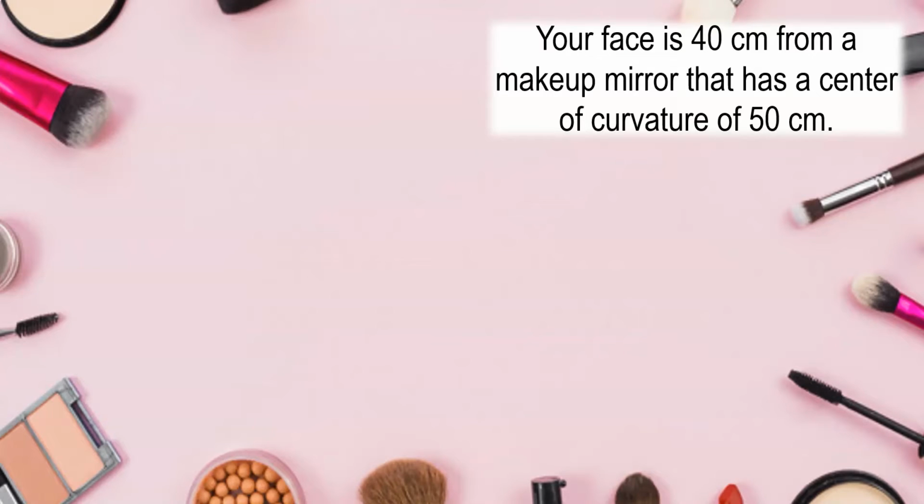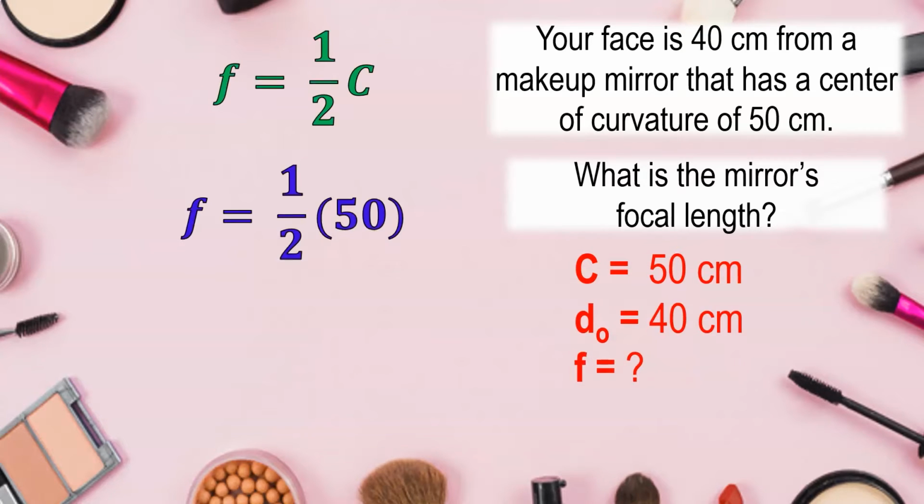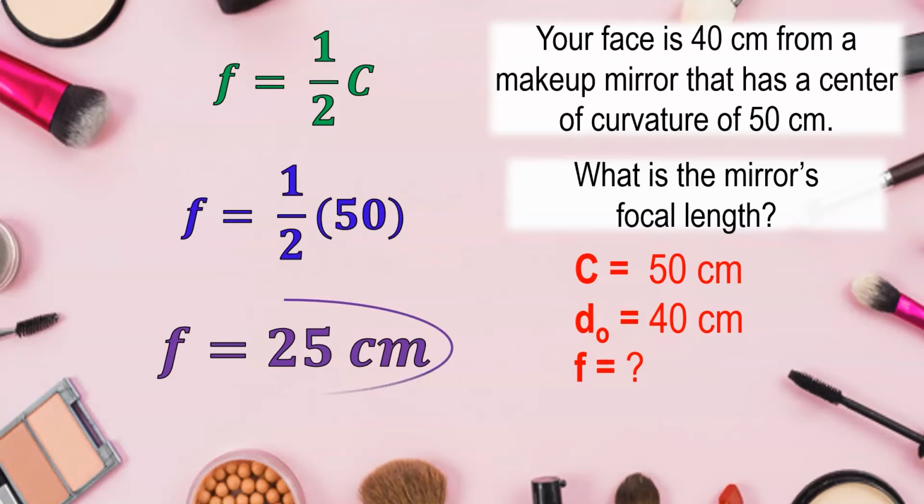Your face is 40 centimeters from a makeup mirror that has a center of curvature of 50 centimeters. We want to start by finding the focal length. We know center of curvature is 50 centimeters. We know the distance of the object is 40, and we want to know the focal length. The focal length is equal to half the center of curvature. So the focal length is 25 centimeters. It's positive, so that means this is a concave mirror.